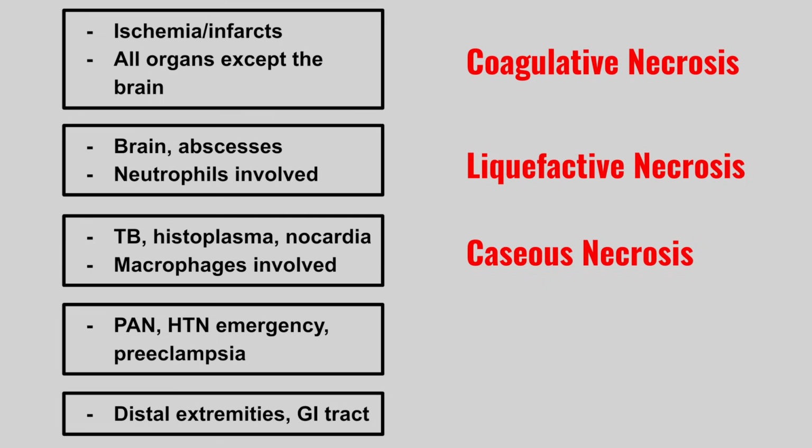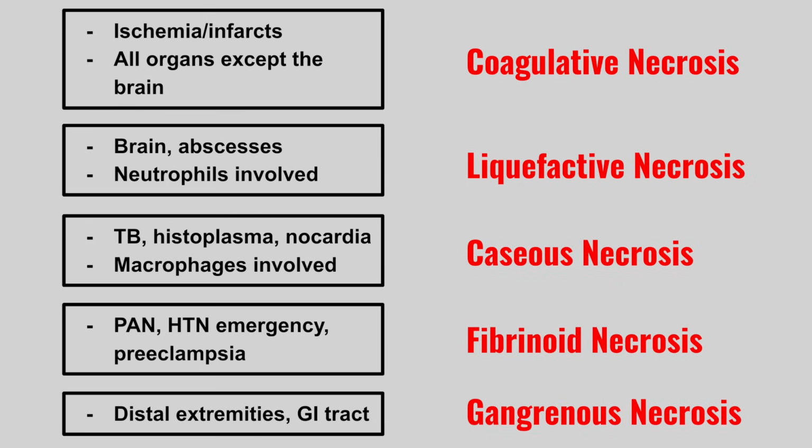This is caseous necrosis. The next one is where we see it in polyarteritis nodosa, hypertensive emergency, and preeclampsia. This is fibrinoid necrosis. The next one happens in the distal extremities and the GI tract. This is gangrenous necrosis.